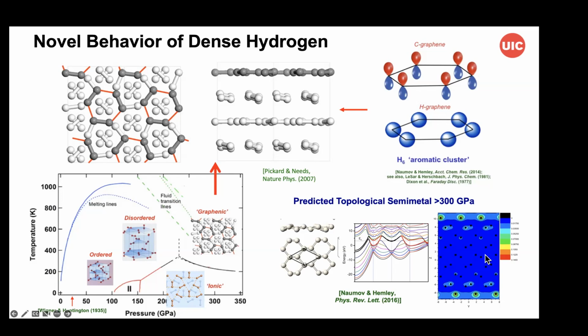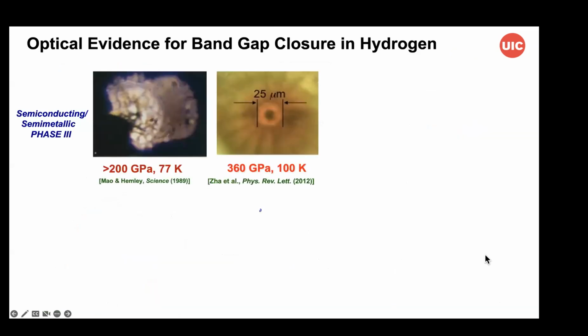We've also looked at other phases in our own theoretical studies. We predicted that another phase with a Cmc4 structure could be a very interesting semi-metal, a topological semi-metal with surface conductivity. And we think this is important because it could possibly be relevant to interpretation of experimental data, which may be controversial. So what can we say about the properties of this material?